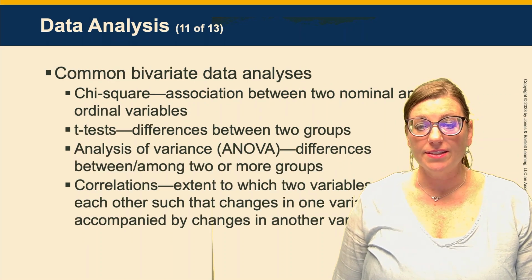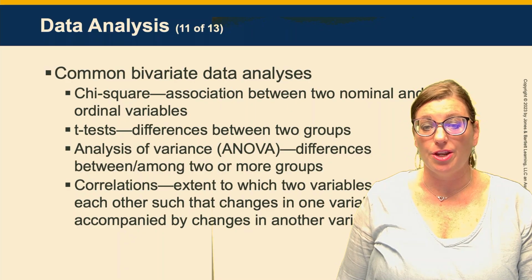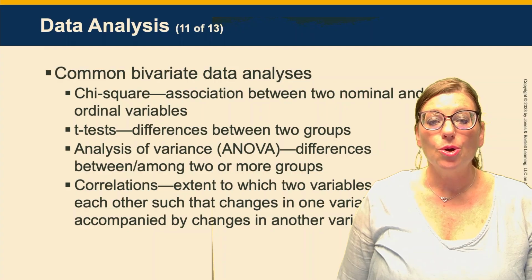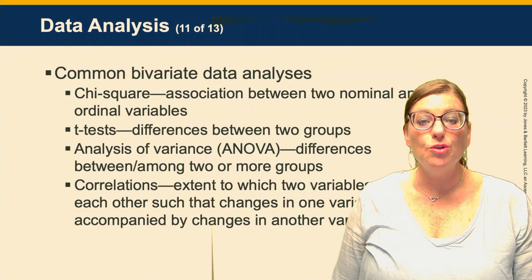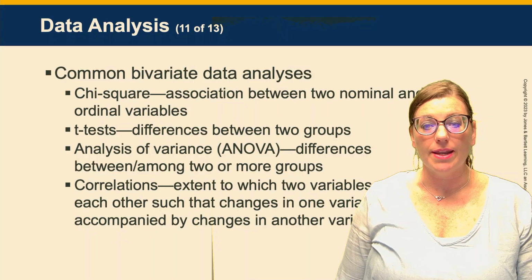Common bivariate tests include chi-square for categorical associations, t-test for comparing groups, and ANOVA when comparing 3 or more groups. Correlations show whether 2 variables move together, helping you understand patterns without assuming causality.